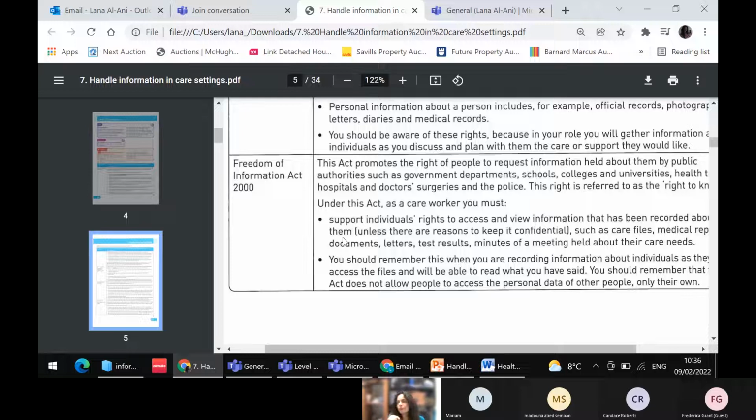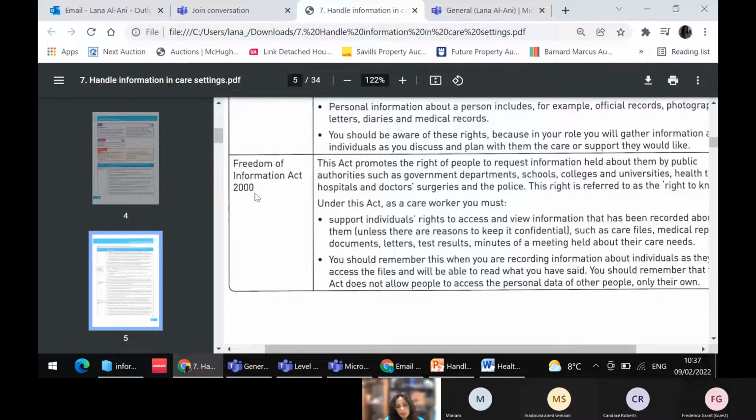Let us say your client, Mr. X, is suddenly not satisfied, he has a problem with his family, and he's not satisfied that they are accessing lots of information about him. For example, he will come and ask you, I want to access my information. And under this act, the Freedom of Information Act, you should allow him to do so. So you should show him what information is being kept about him and why. You tell him why as well.